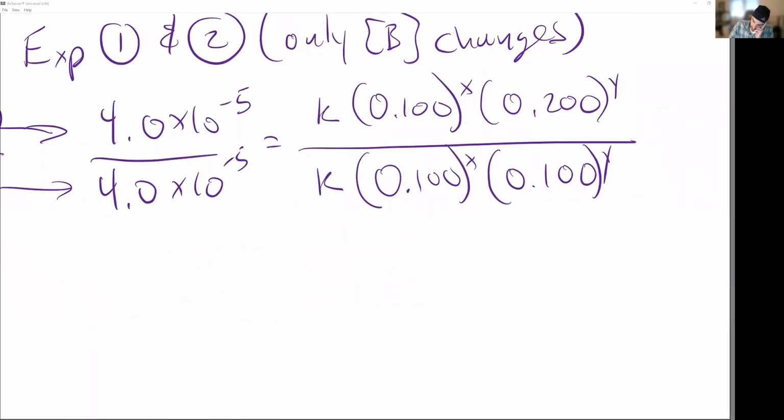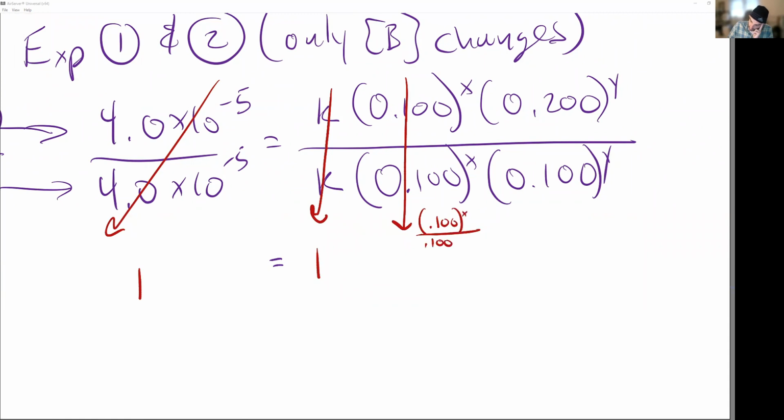We're in a situation here where this simplifies down, that doesn't change, that equals 1, right? K over K turns into 1 as well. And here we have 0.100 raised to the X over 0.100 raised to the X. That also simply turns into 1, right?